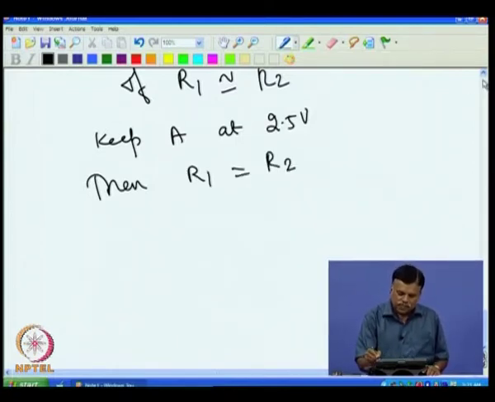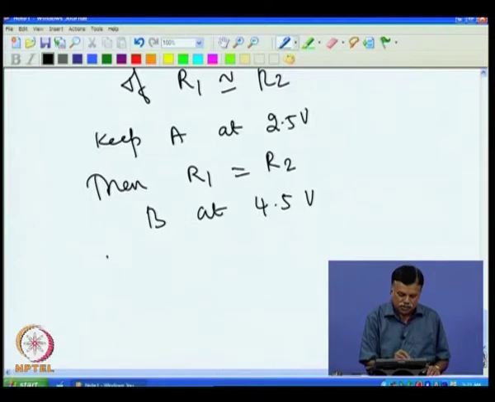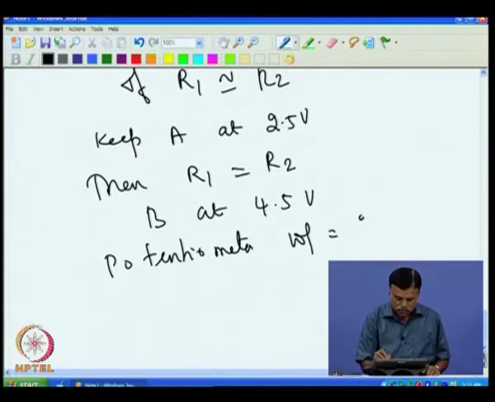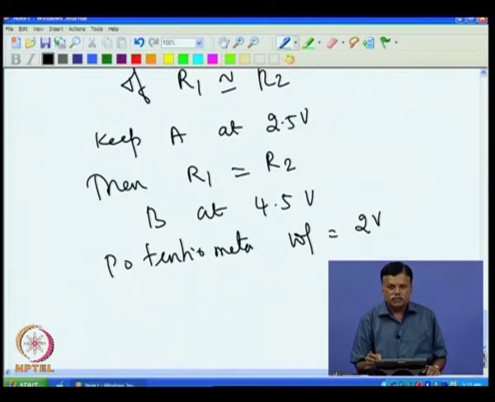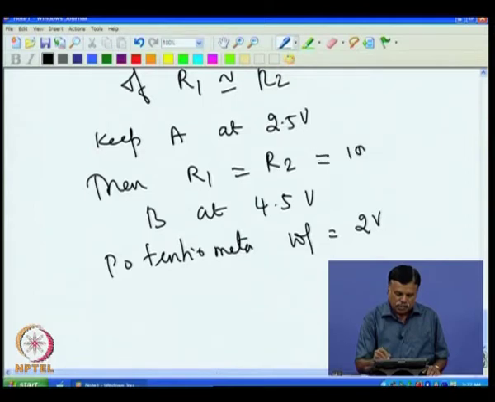Of course, I can keep B at 4.5 volt, that makes the potentiometer voltage 2 volt. So, 2 volt anyway will call for a 4 volt change at the output, that can be easily achieved. So, I keep R1 and R2 equal. To make the current small, I keep this one 100k or 470k. For example, I can keep R1 equal to R2 equal to 470k.